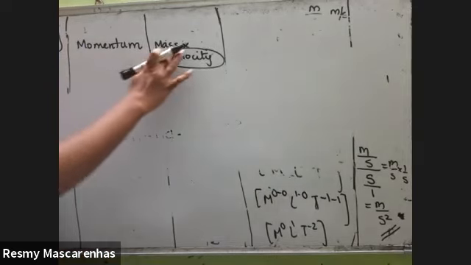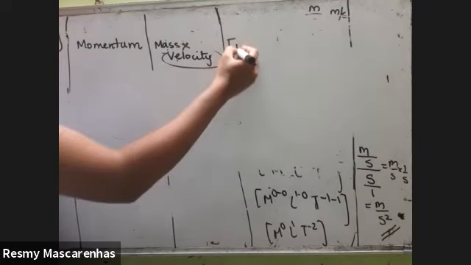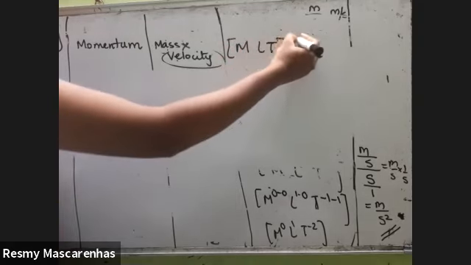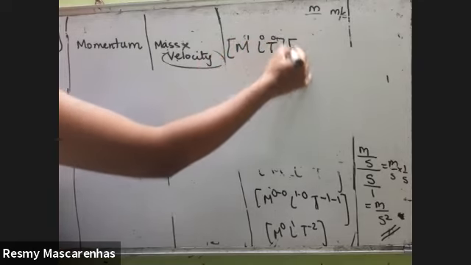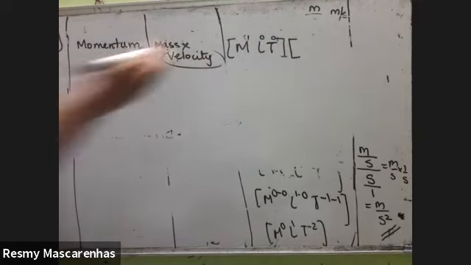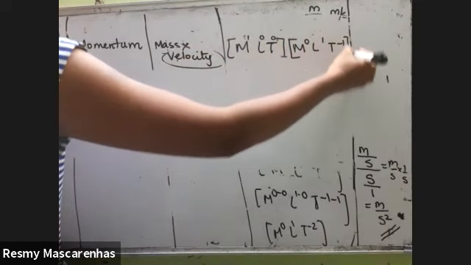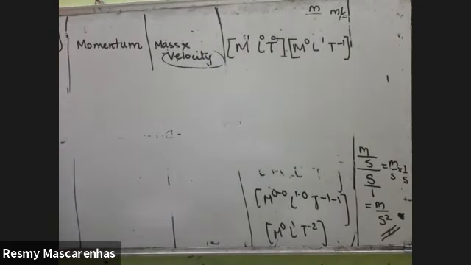Mass into velocity. So you know the dimensions for mass. This is 1, rest are 0, and velocity just now which we derived, M0, L1, and T minus. Why? There's a multiplication sign, so this will also be multiplied. Now it will not go to the denominator.